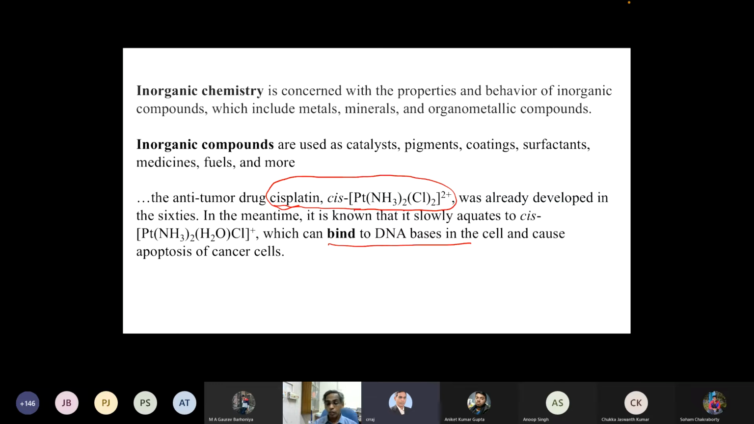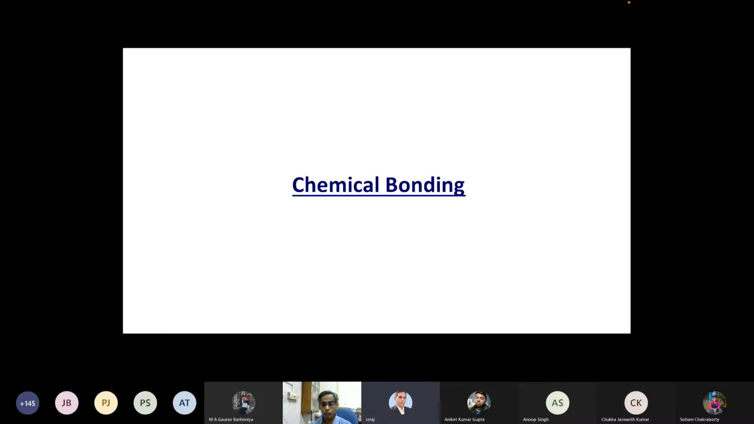Right. So the first thing you are going to study is chemical bonding. You should know what chemical bonding talks about. You should have studied ionic bonding, covalent bonding, or metallic bonding. Let me go through here. Look at here. Can you see my screen?